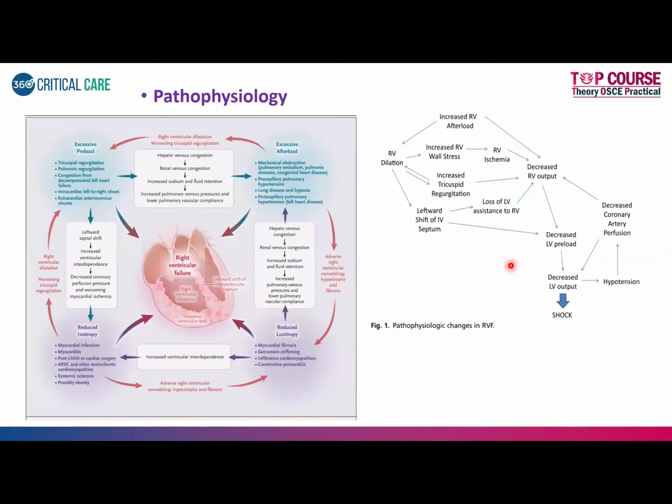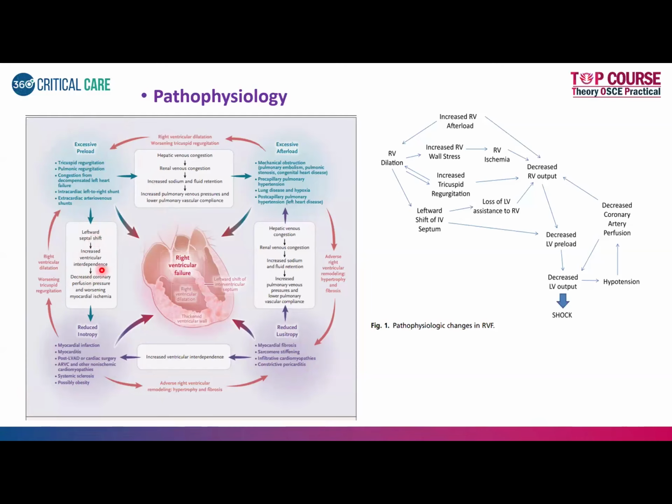Pathophysiology. Whenever there is a right ventricular failure, it can happen due to various causes, as we mentioned: excessive preload, reduced inotropy, reduced lusitropy. It can happen because of various factors. All these factors can contribute to what? Because of the excessive preload, what can happen? There will be a leftward septal shift.